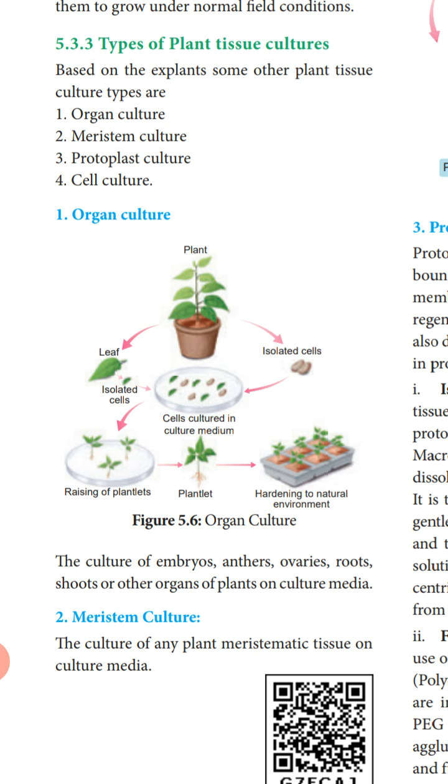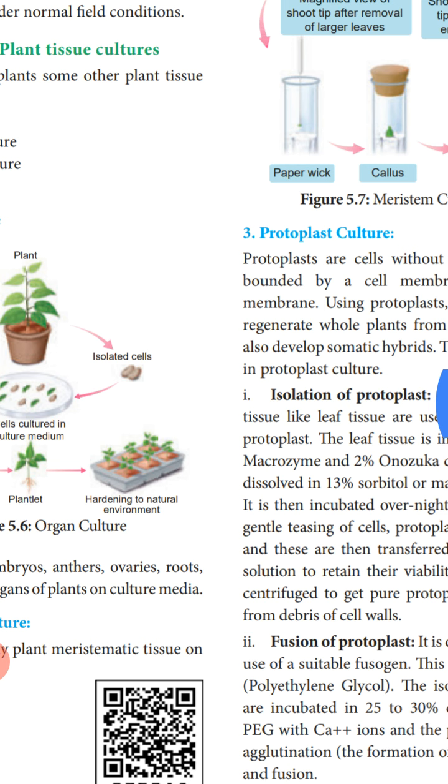Next is the meristem culture. If we are using meristematic tissues, which may be present in any part of the plant, in the shoot apex or in the root apex, and we use these meristematic tissues in the culture medium so that a plantlet is raised, then it is called meristem culture.